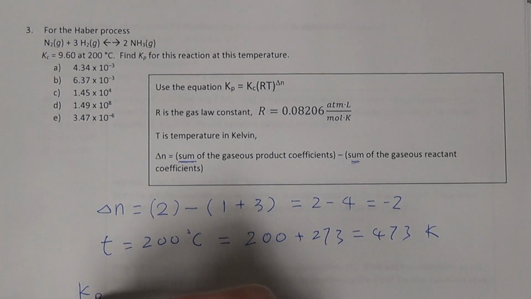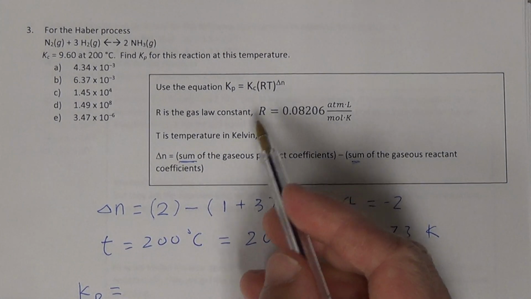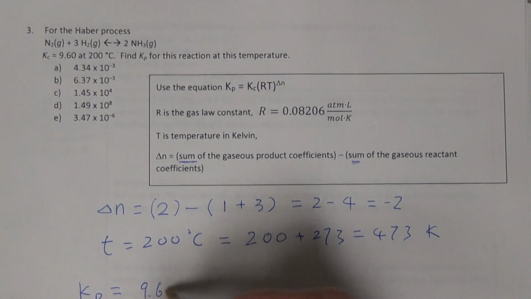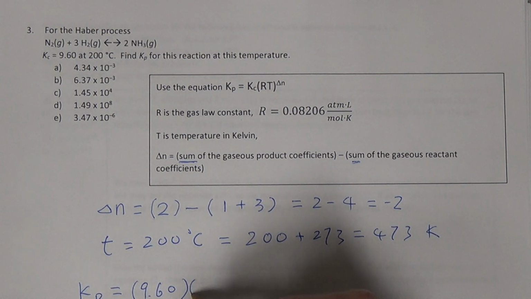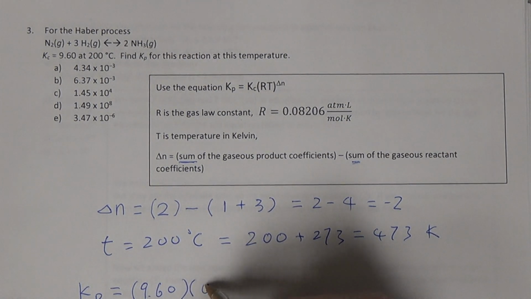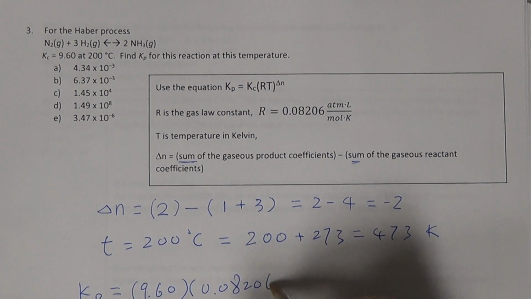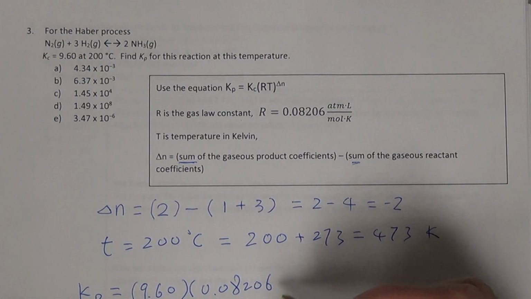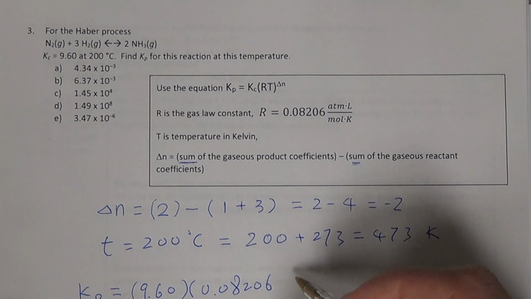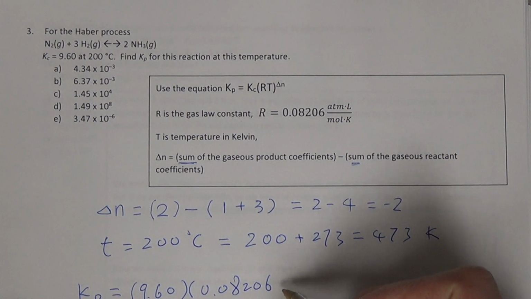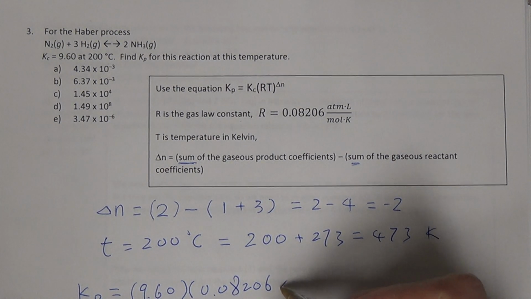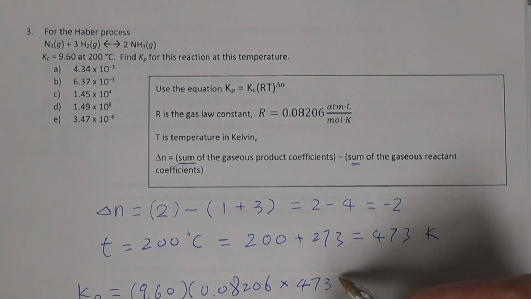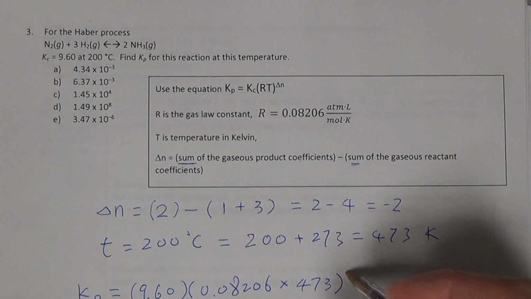So we say Kp equals Kc, we have the number 9.60, has no unit, then times, in the bracket, R, 0.08206, and then we have that temperature, so multiplied by the temperature, which will be 473, and then we will raise to the power negative 2.